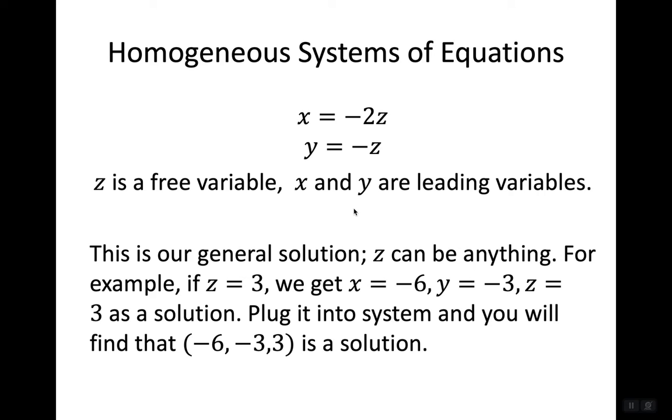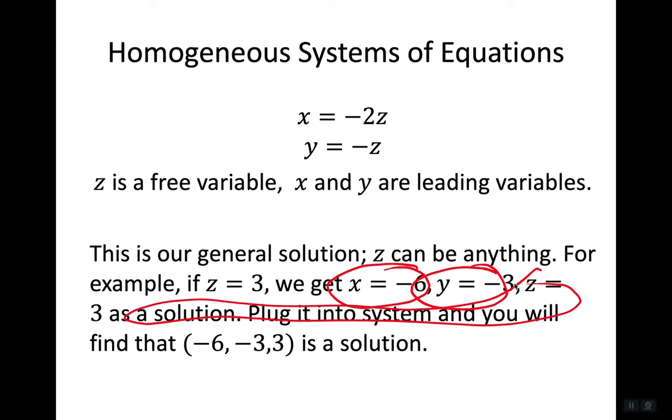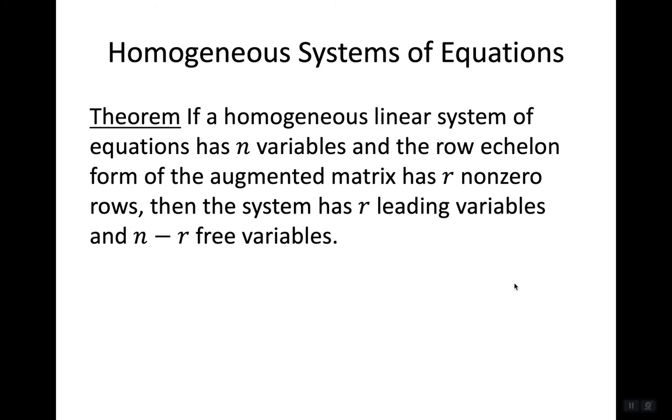z can be anything. For example, if z equals 3, let's plug z equals 3 into this. We're going to get x equals negative 2 times 3, which is x equals negative 6. We're going to get y equals negative 3, and of course z equals 3. So yes, that would be a solution: (negative 6, negative 3, 3). There are infinitely many solutions.